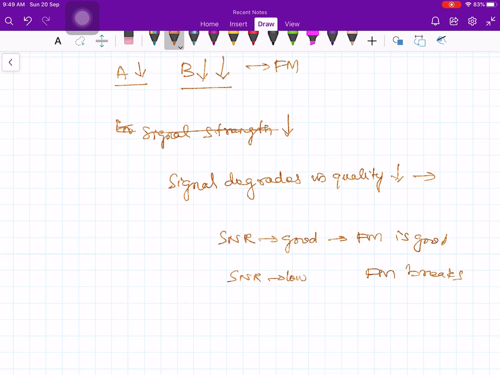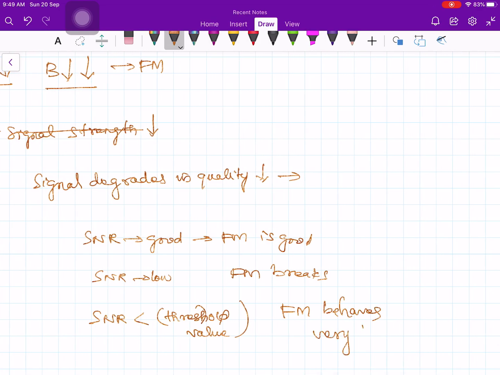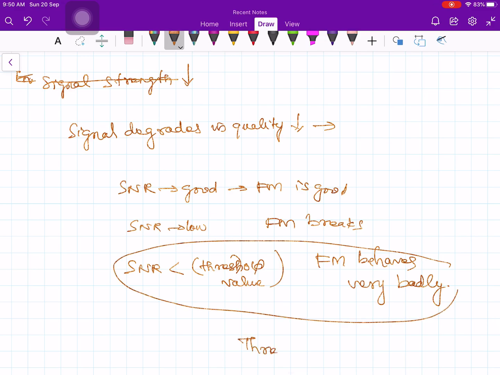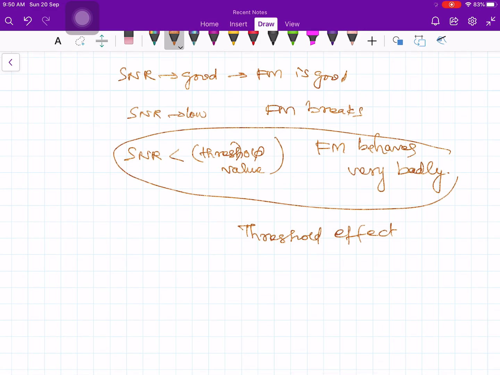That means the moment the SNR becomes smaller than some predefined value called the threshold value, FM starts to behave extremely badly. This kind of concept is called the threshold effect. It's a very famous question. Whenever you attend an interview, mostly they will ask whether the threshold effect occurs in AM system or FM system. This threshold effect occurs in the FM system, and it is advised to use FM always above the threshold value. If the SNR falls below the threshold value, then your FM will be very bad. So we need to always use the FM system above the threshold value. That means the SNR should be high.